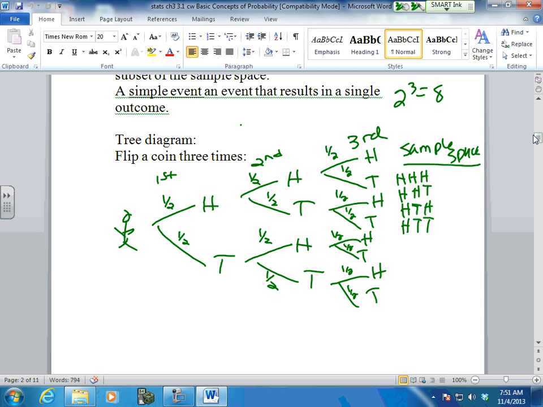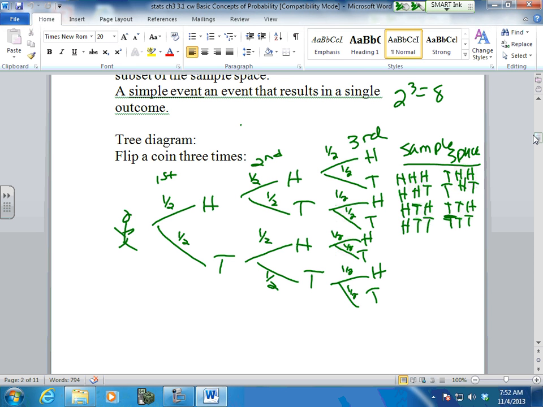Next, if you skip branches, make another line on your chart. It's easier. Tails, heads, heads. Tails, heads, tails. I'm just following your branches. Tails, tails, heads. And tails, tails, tails. Here's your sample space. You have 8 things that can happen.